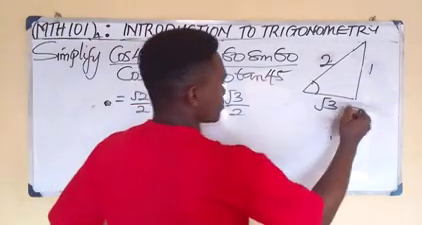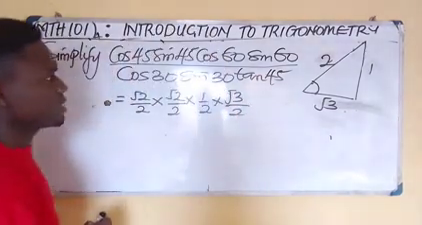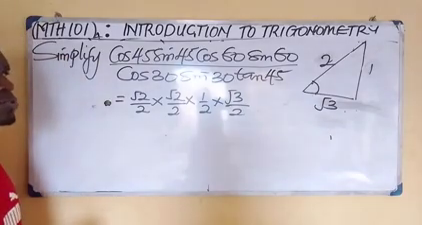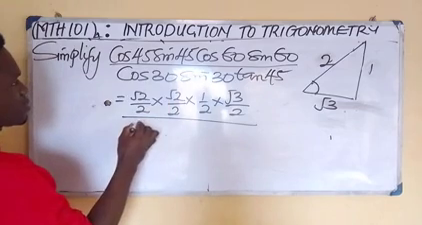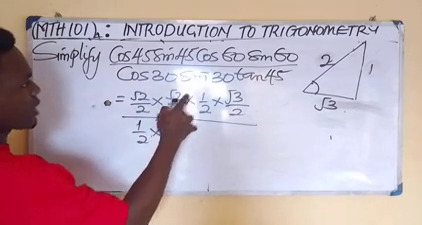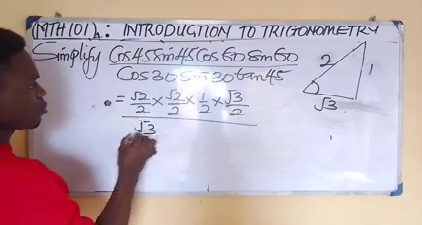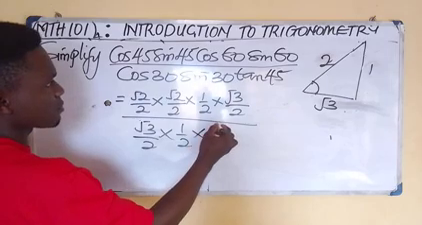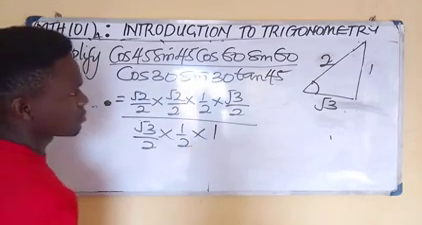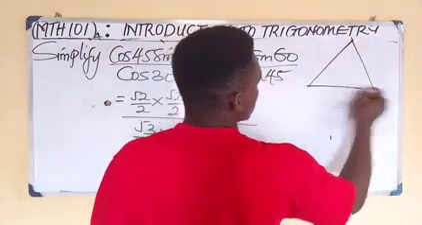I think sine 60 is root 3 over 2. Sine 60 should be root 3 over 2 now. Is it root 3 over 2 or root 3 over 3? It should be root 3 over 2, yeah. Then cos 30 is root 3 over 2, sine 30 is 1 over 2, tan 45 is 1. I have to be sure of what I'm doing. Let me do everything again.